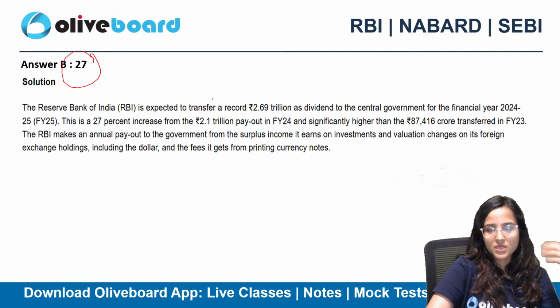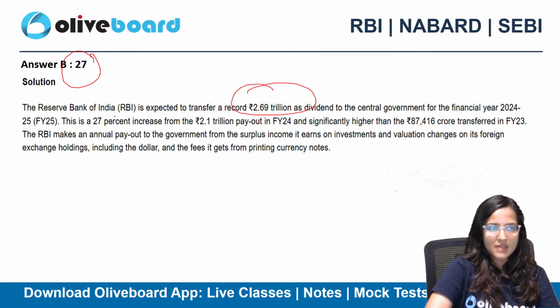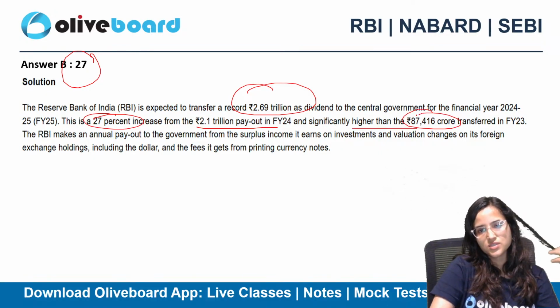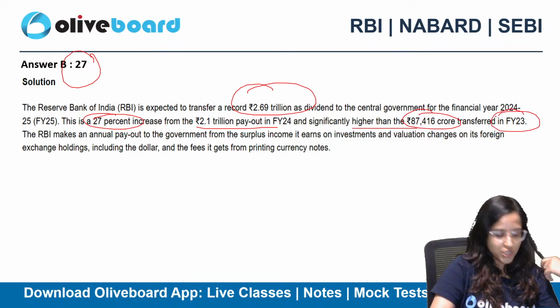So RBI, this was the news that it is going to transfer 2.69 trillion as dividend, and this is a 27% increase from 2.1 trillion payout. Which is significantly higher than 87,416 crore, which was transferred in financial year 23.